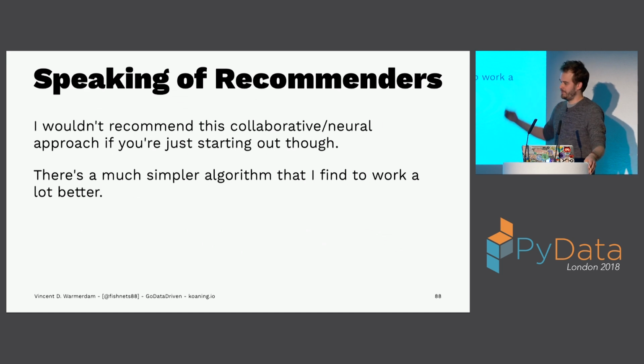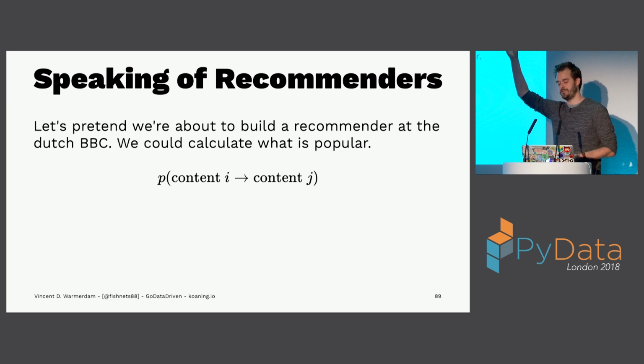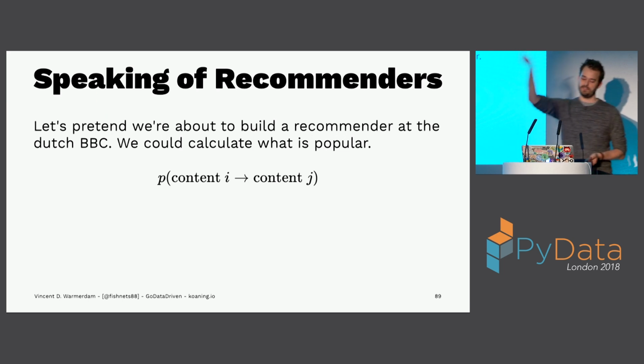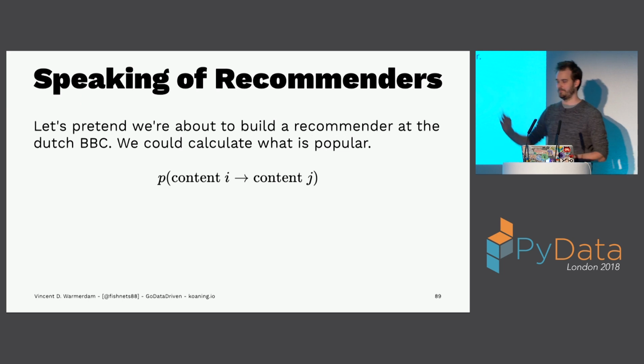I just showed you collaborative filtering. We can do something that's way simpler and way better. Let's pretend that we're making a recommender for the Dutch BBC. And just the simplest idea that you could come up with: you can probably calculate the probability, if you saw this thing I, some sort of Dutch show, what is the probability that you're going to see some other show? So what's the probability that you've seen I and J together?